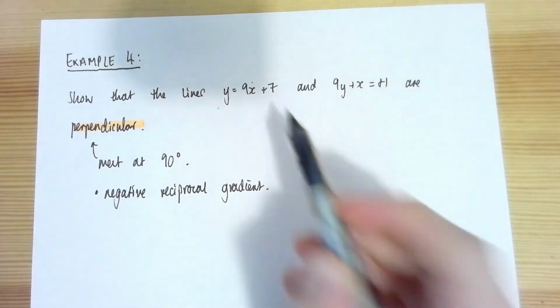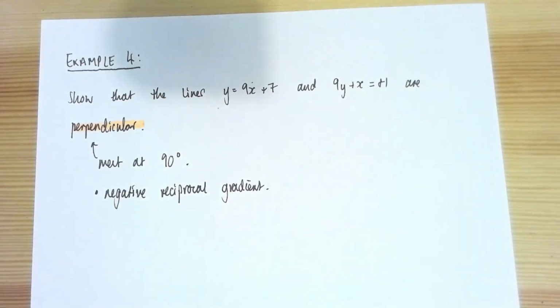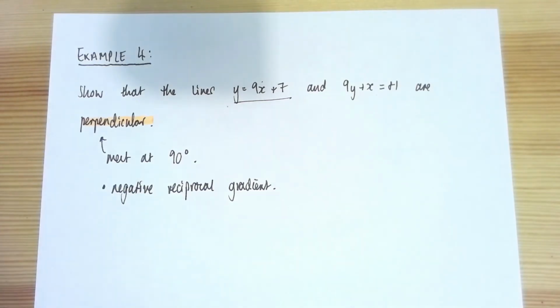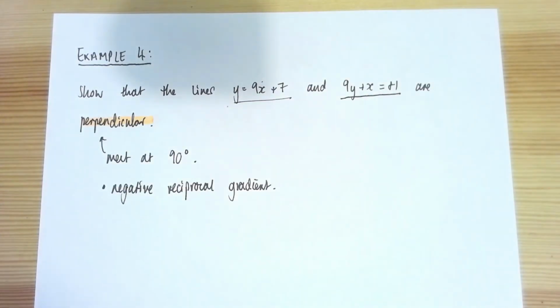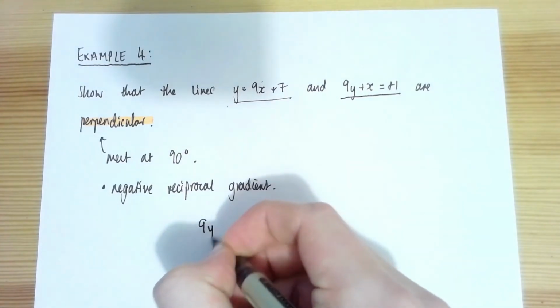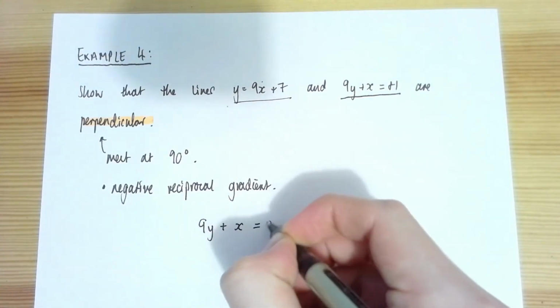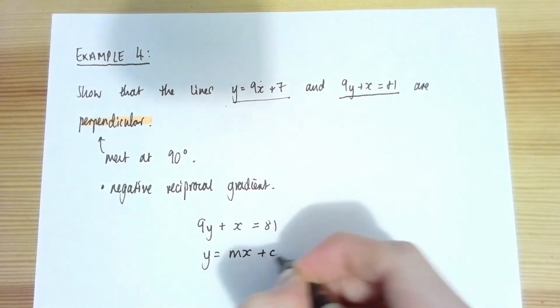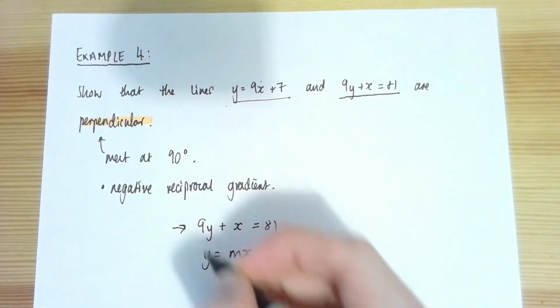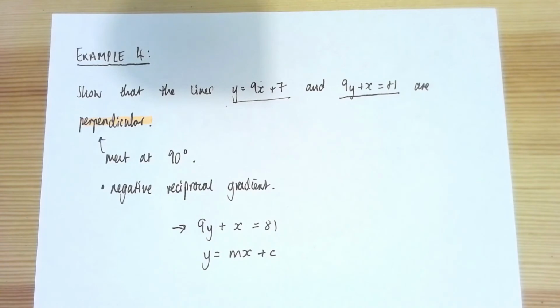So again, we're going to get both of these in the form y equals mx plus c. This line is already in that form, so we don't need to do any manipulation. However, this line is not in the form y equals mx plus c, so that's the first step for me to do this question. So 9y plus x equals 81, and we want that in the form y equals mx plus c. So we're going to rearrange this equation here to get y as the subject.